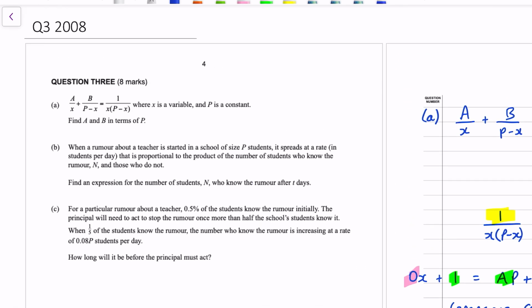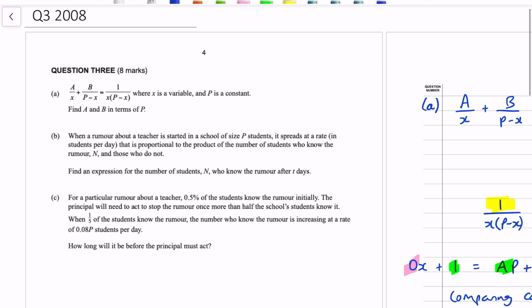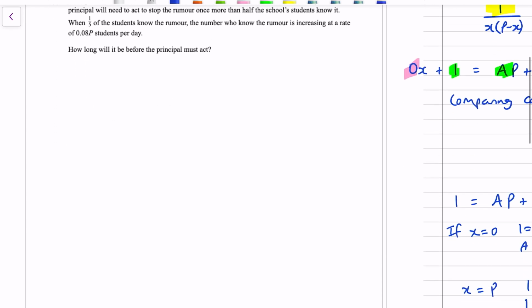When a rumour about a teacher is started in a school of size P, it spreads at a rate in students per day that is proportional to the product of the number of students who know the rumour and the number who do not. Find an expression for the differential equation. Well, actually, I'm jumping ahead of time here, but find an expression for the number of students who know the rumour after t days. We're going to need to start off by forming a differential equation, using the information in the problem.